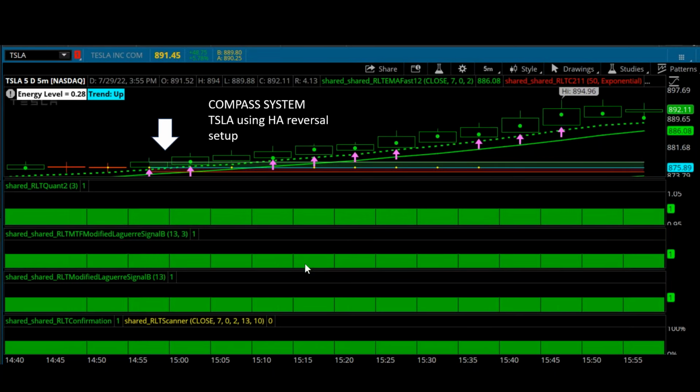Now I'm going to get into some of this stuff here. This is the compass system right now on Thinkorswim. It's going to look a little bit different now than it does here, but basically this is Tesla on a 5-minute chart. This is the long-term trend right here. This is multi-time frame momentum. If this is looking at a 5-minute chart, this is the 5, the 15, and the 45.